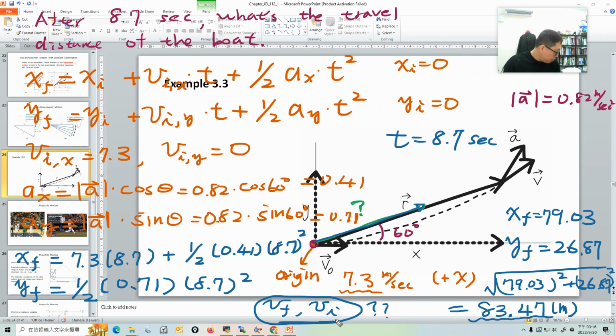In the next video, I'm going to talk about projectile motion. This is probably another famous example of two-dimensional motion.